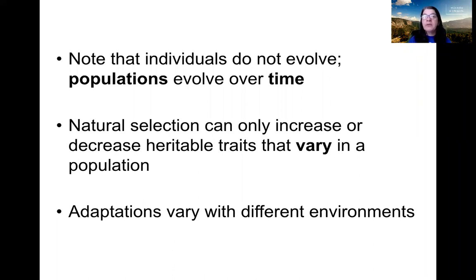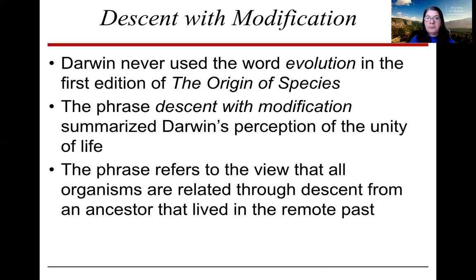Adaptations vary with different environments. So natural selection cannot select for traits that are not present in the population. Natural selection can only act on variations that are present in the population and they're heritable. And also, what is an adaptation in a current environment may change to no longer be a favorable trait, and therefore no longer be an adaptation, should the environment change. So keep that in mind when thinking about natural selection.